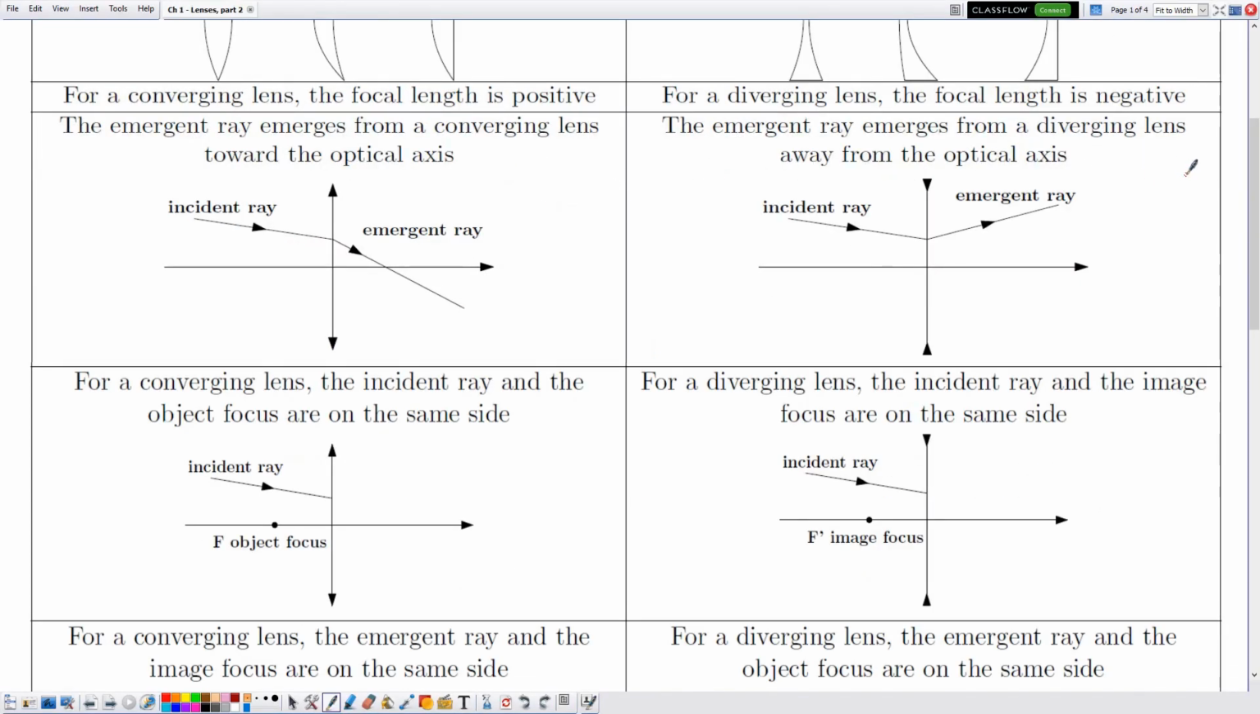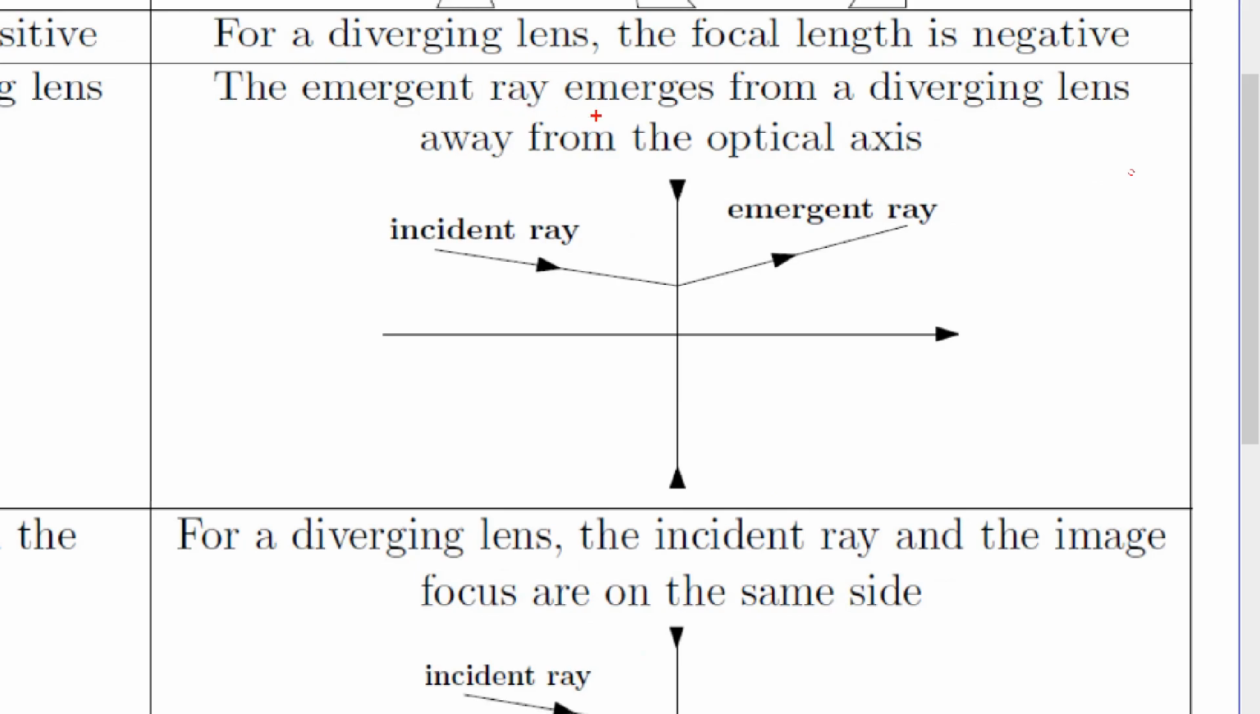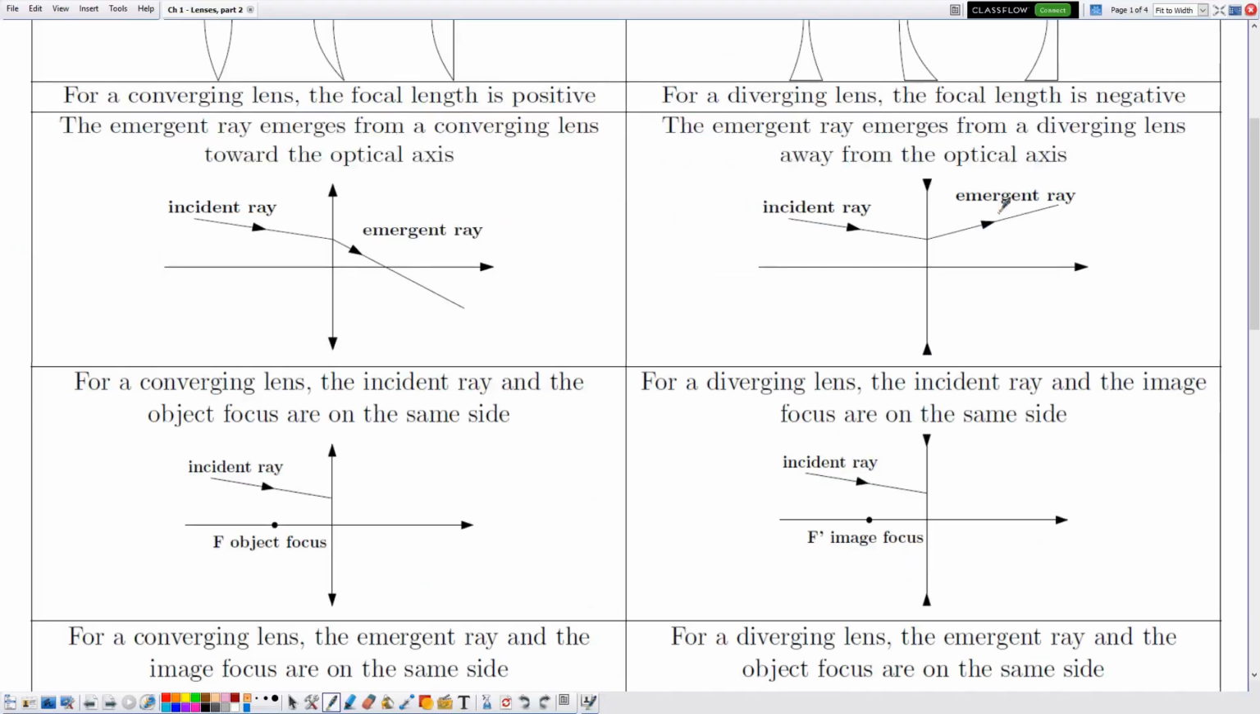As for the diverging lens, the emergent ray emerges from a diverging lens away from the optical axis. So this is the incident ray because it's hitting the lens, and this is the emergent ray because it's coming out from the lens. Notice that because the lens L is a diverging lens, the emergent ray emerges away from the optical axis. So this is the third property.